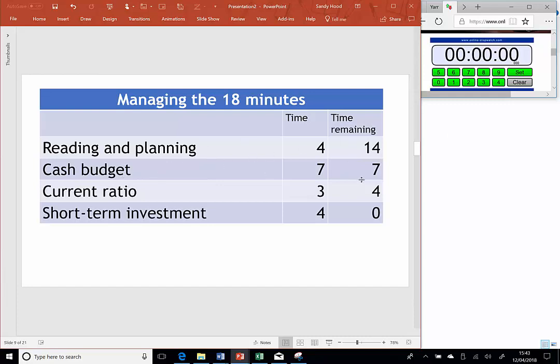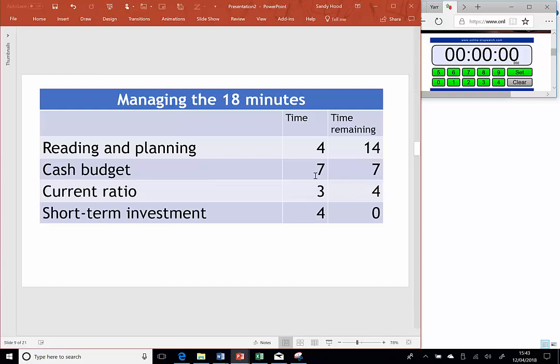And here we've got a cash budget which I have based on the idea of it being 1.4 minutes per mark. Then we'd have 7 minutes available for that. That would bring our time down to 7. And then because the current ratio question is 2 marks, well, 2 times 1.4 is just under 3 minutes.